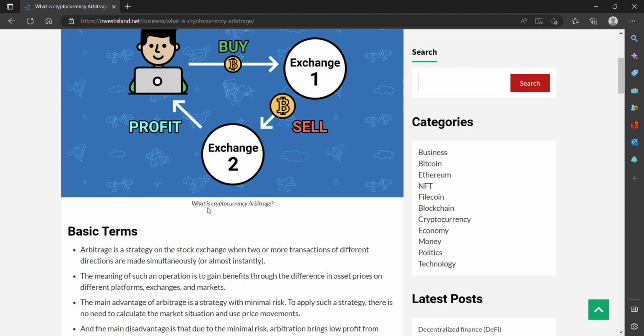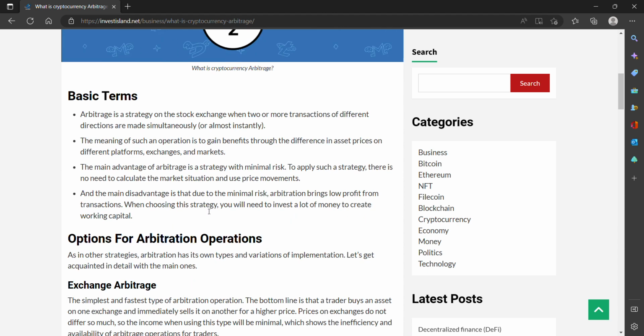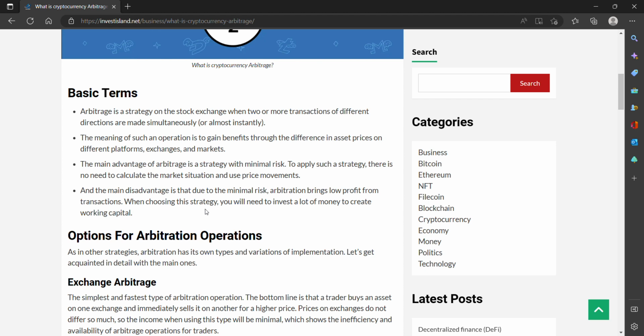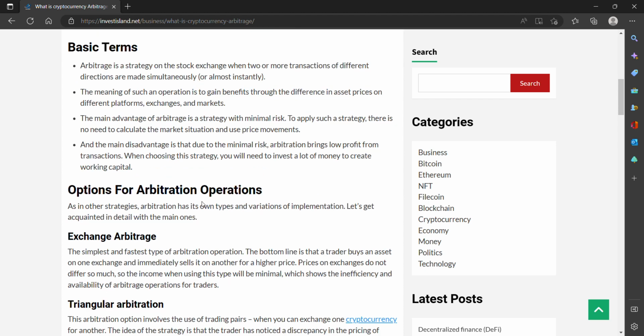Basic terms: arbitrage is a strategy on the stock exchange when two or more transactions of different directions are made simultaneously or almost instantly. The meaning of such an operation is to gain benefits through the difference in asset prices on different platforms, exchanges, and markets.